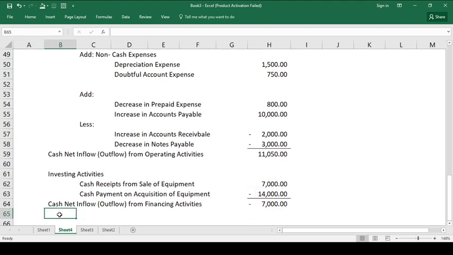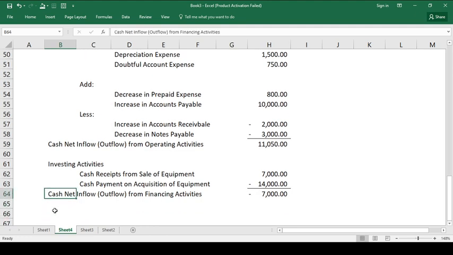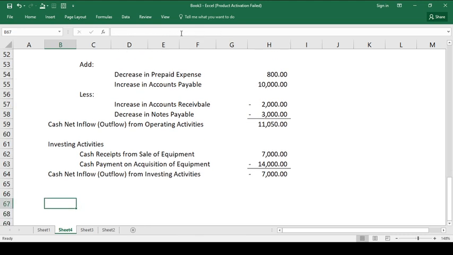So there is a net cash outflow from investing, not financing. Sorry, there is an error, no? Investing, okay, investing. And then the third one is the financing activity.